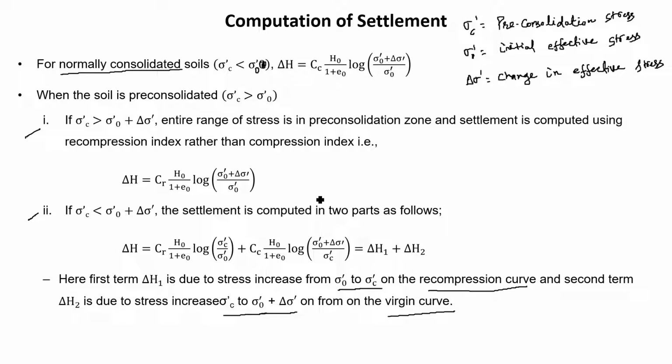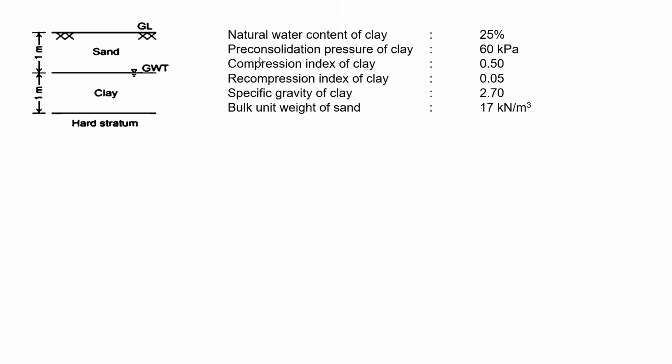So now for this question, first of all, we need to check whether the soil is normally consolidated or pre-consolidated. For that, we need to compare sigma c dash and sigma naught dash. Here the value of sigma c dash, that is the pre-consolidation pressure of clay, is given. This is sigma c dash. Now we need to find the initial effective stress at the mid of the clay layer.